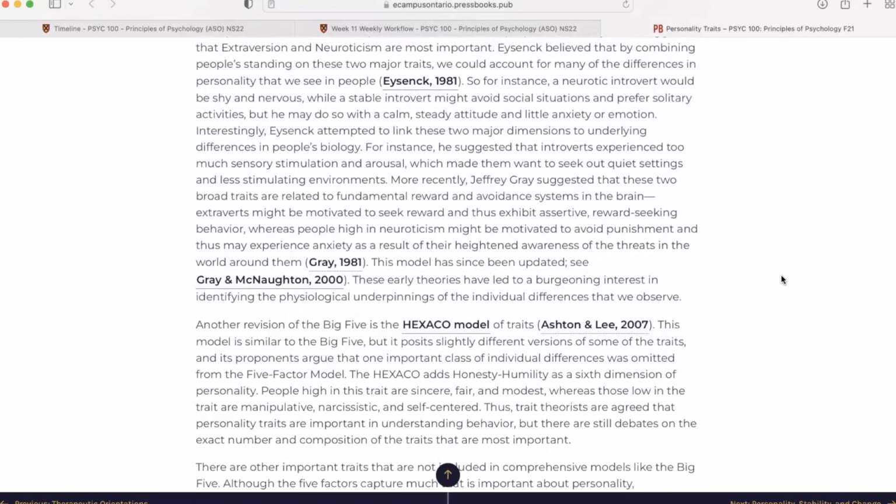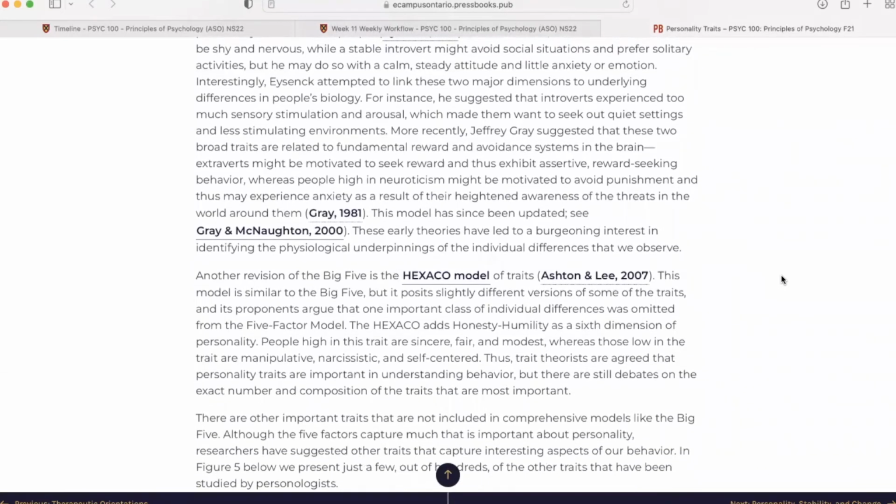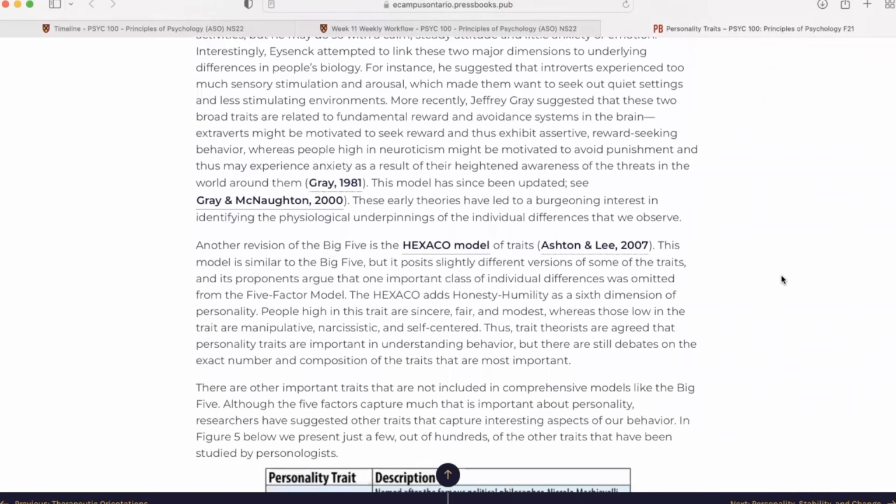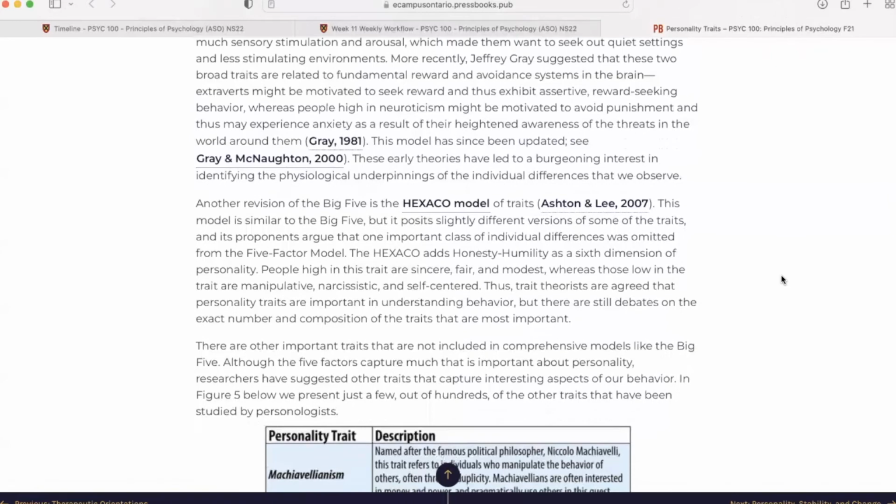More recently, Jeffrey Gray suggested that these two broad traits are related to fundamental reward and avoidance systems in the brain. Extroverts might be motivated to seek reward and thus exhibit assertiveness and reward-seeking behavior, whereas people high in neuroticism might be motivated to avoid punishment and thus may experience anxiety as a result of their heightened awareness of the threats in the world around them. This model has since been updated. These early theories have led to a burgeoning interest in identifying the physiological underpinnings of the individual differences that we observe.